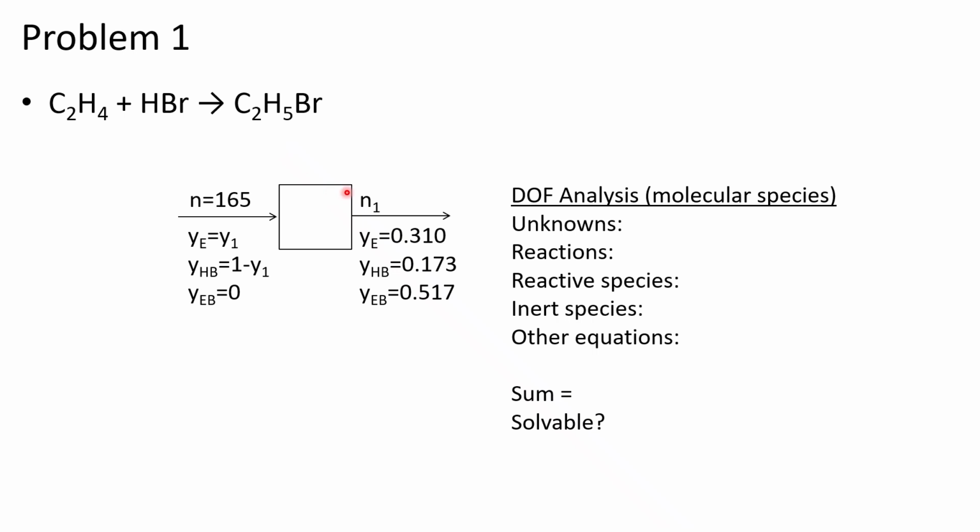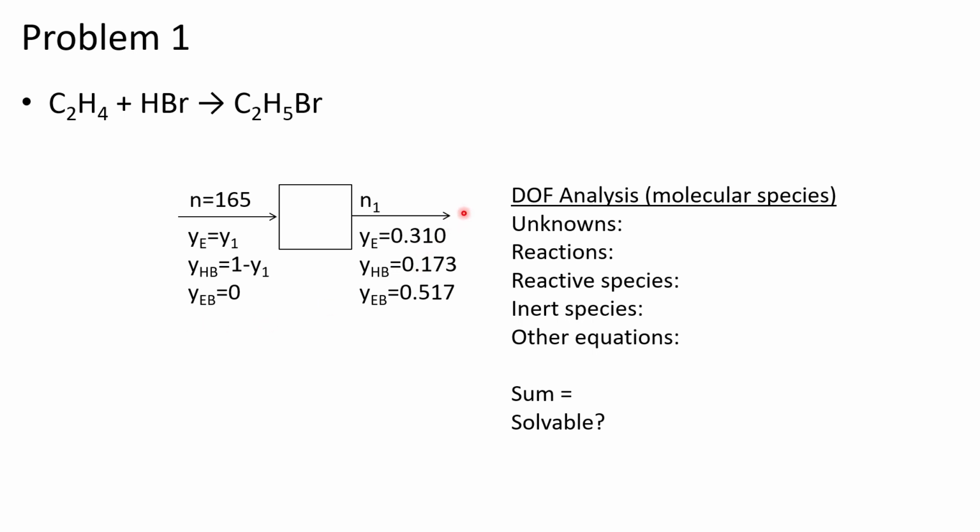For this problem, we have a single process, a reactor, in which we have a continuous flow coming in of 165 moles per second. The units are not shown here. But we don't know the composition of the stream coming in. So represent the mole fraction of the ethylene as y sub 1. The mole fraction of the hydrogen bromide is going to be 1 minus y sub 1 because we're told that there is no ethyl bromide in this feed to the reactor.